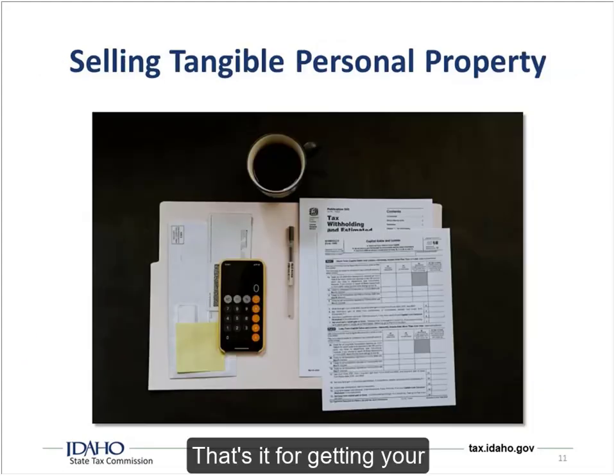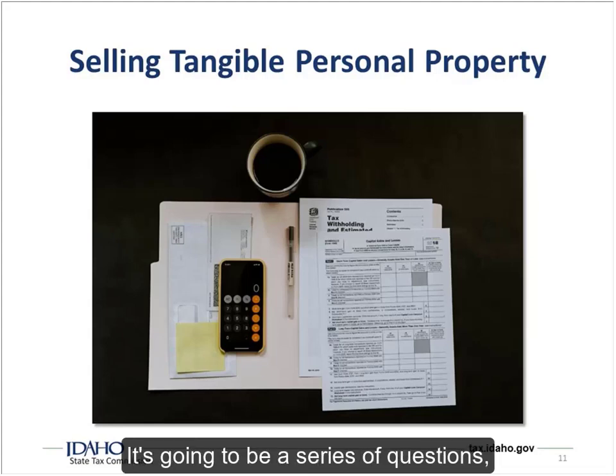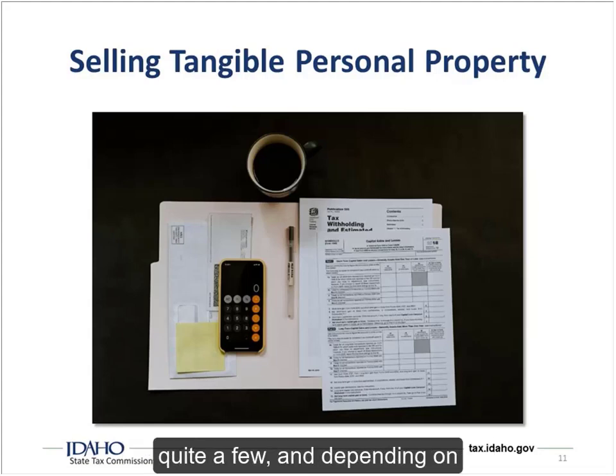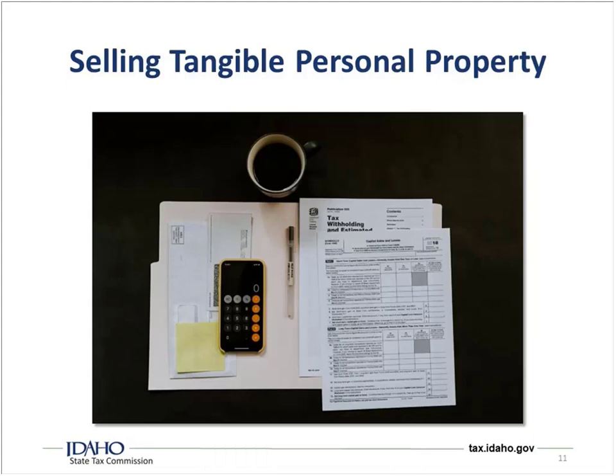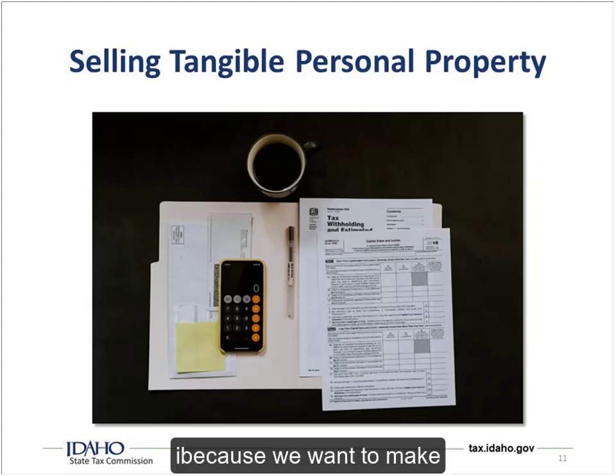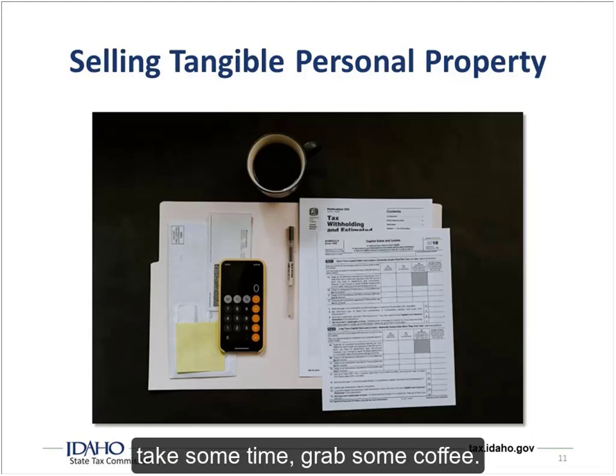That's it for getting your permits through Idaho. It's going to be a series of questions, quite a few, and depending on how you answer those questions, it's going to recommend, okay, you need this permit, you need this permit, you need this. It's really quite handy. It's a lot of questions because we're trying to determine what it is that you need because we want to make sure you're set up for success.